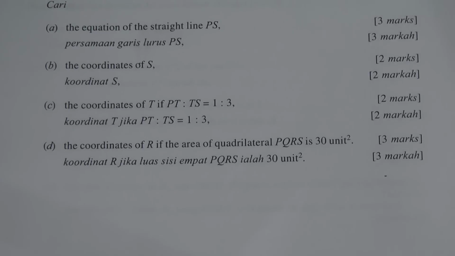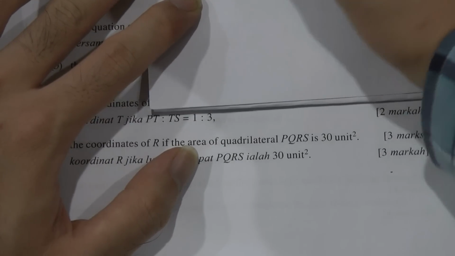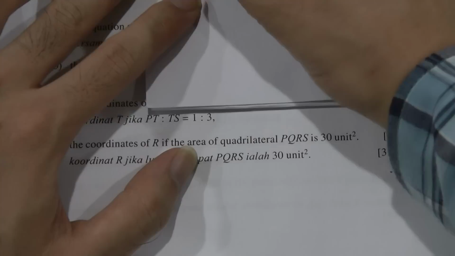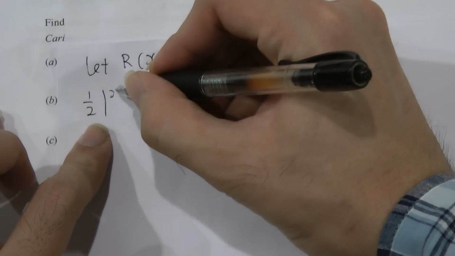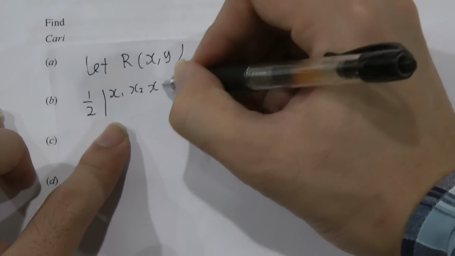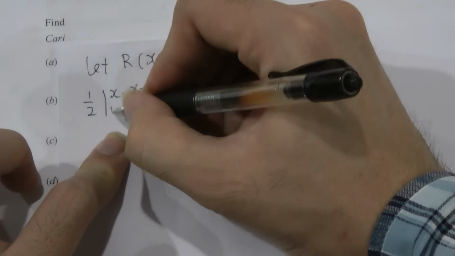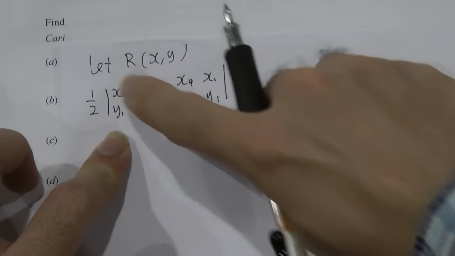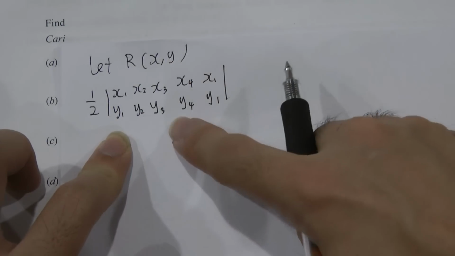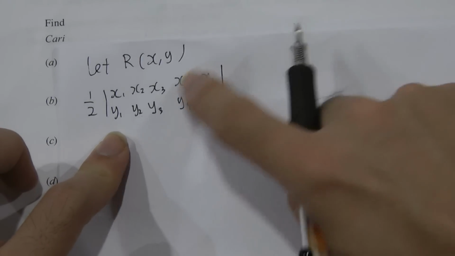First thing, I let R equal to (x, y), and then I apply it in the formula, 1/2. So what is this formula? x1 multiply x2 multiply x3 multiply x4, not multiply, and then repeat the first one. And then y1, y2, y3, y4, repeat y1, and then x1 multiply y2, x2 multiply y3, x3 multiply y4, x4 multiply y1, minus x1 multiply y4, and subsequently.